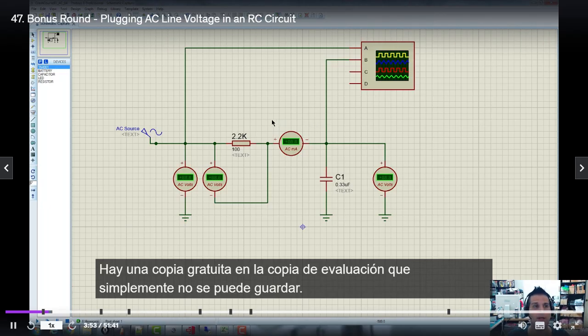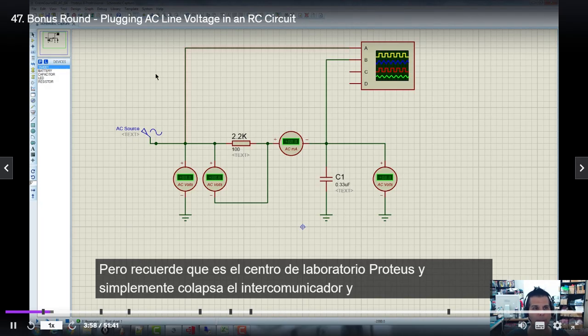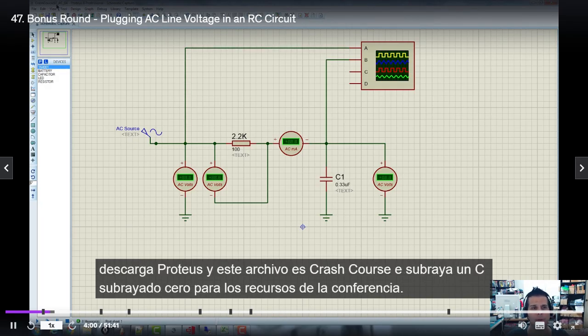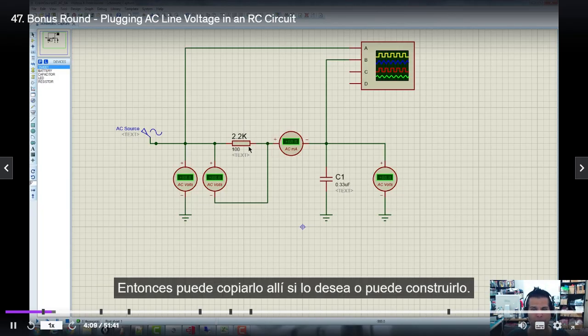You just can't save. But remember, it's Labcenter Proteus, and just go to labcenter.com and download Proteus. And this file is crash course EE underscore AC underscore 04. It's in the assets for the lecture, so you can just copy it there if you want, or you can build it up. So all we have is a 2.2K resistor here.